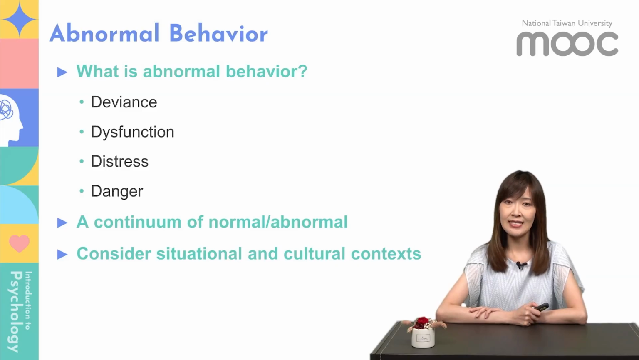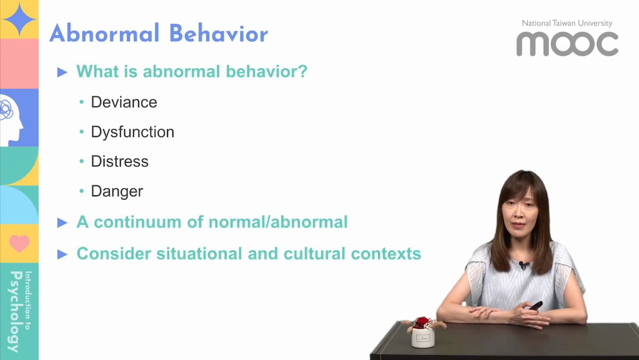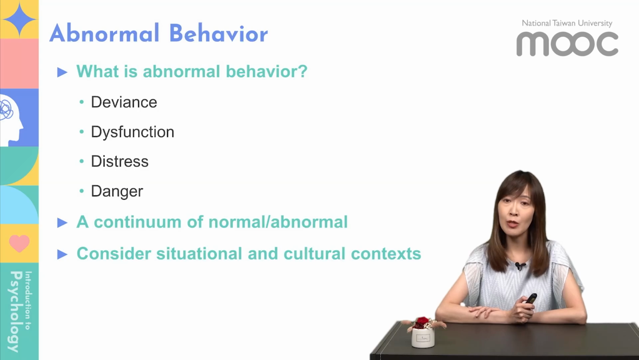So, for instance, is it normal to be naked in public? Well, you might say that it's not normal if we're naked in the classroom. But what if you're in the shower area or you're in the locker room and the gym? Then that might be normal to be naked. So the situational context is important. Then cultural relativity is also important.